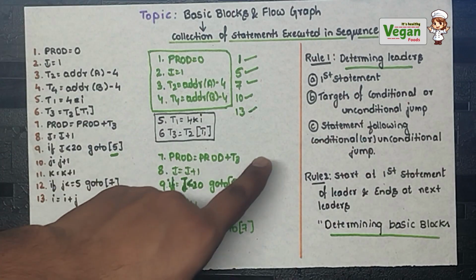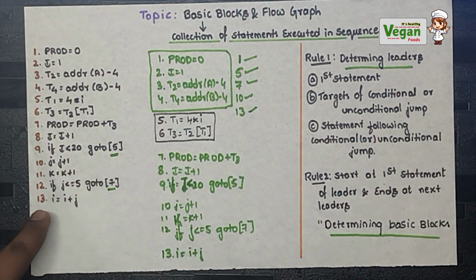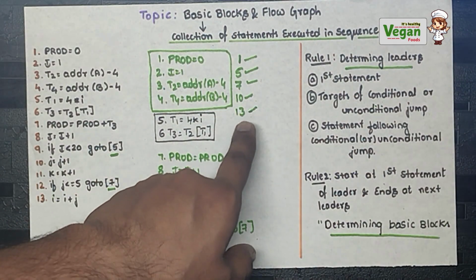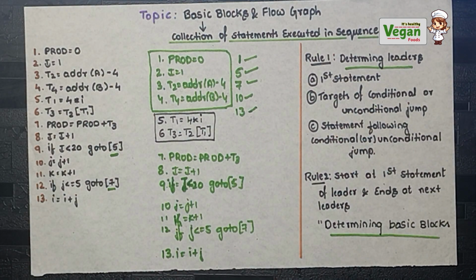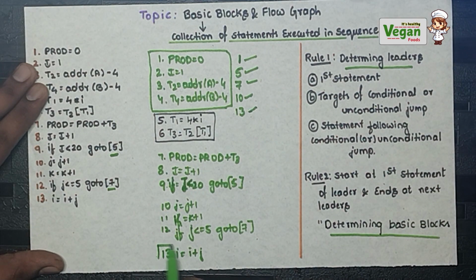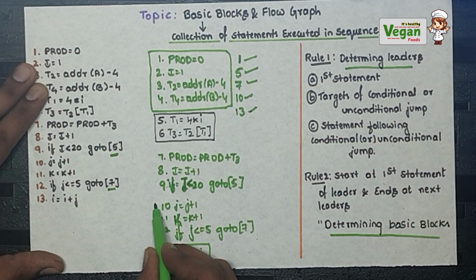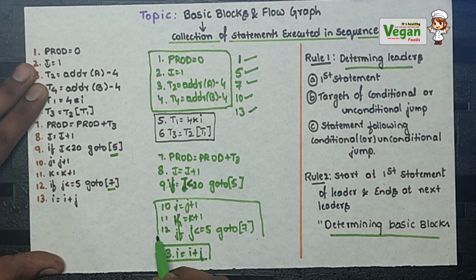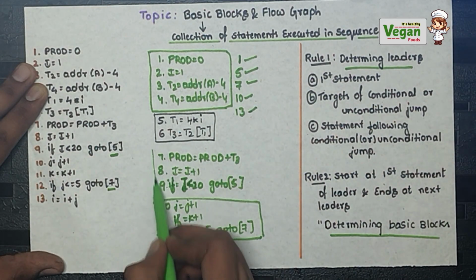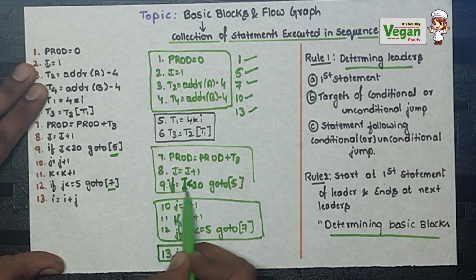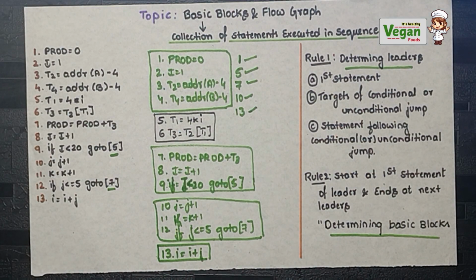There are no other statements left, and also there are no other leaders left. We will stop the process here. So this will be considered as a separate basic block. From 10 to 12 is a separate basic block. From 7 to 9 is another separate basic block.